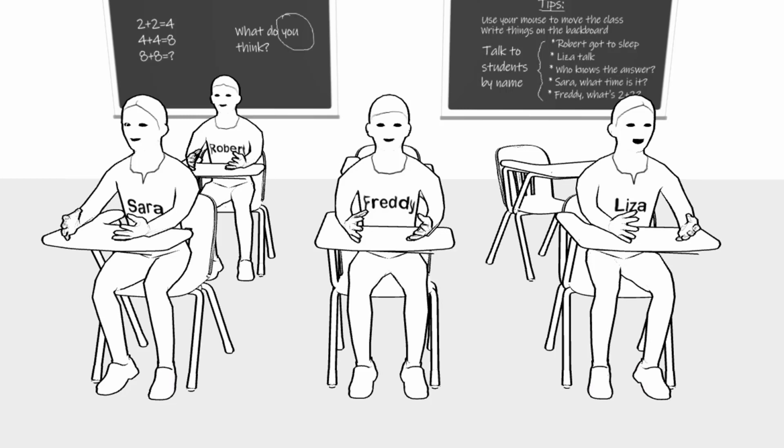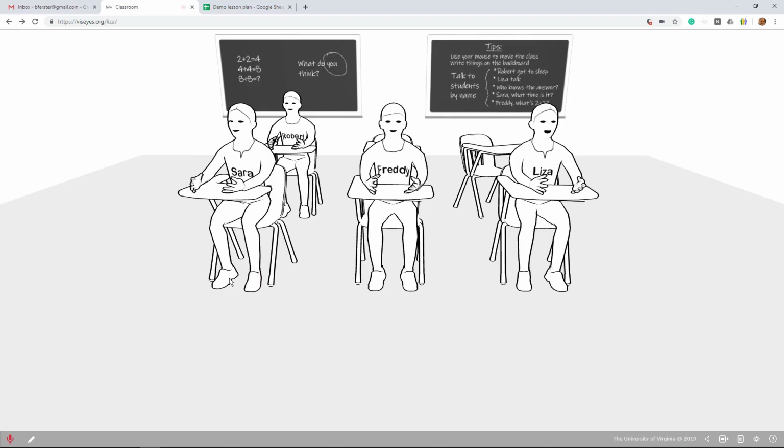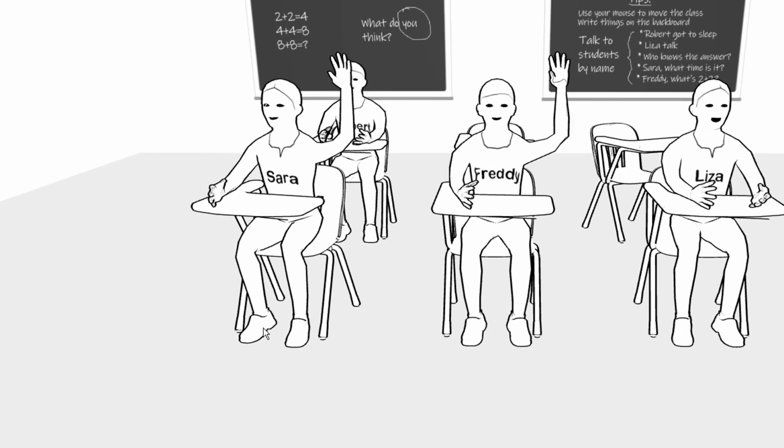Okay, so does anybody know what 2 plus 2 equals? Okay, 2 people answer. Let's see what Sarah knows. Yes, Sarah. The answer is 4. Why do you say that? Because I added them on my fingers. Okay, that's reasonable enough.